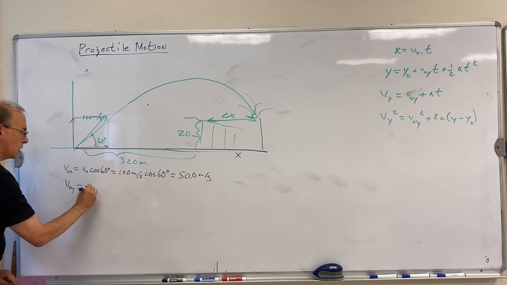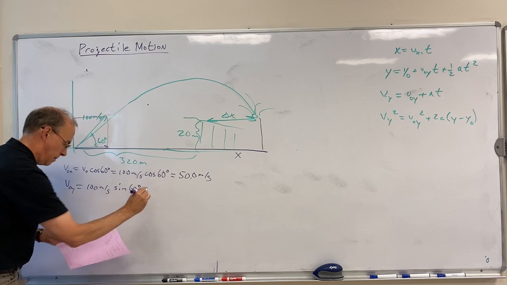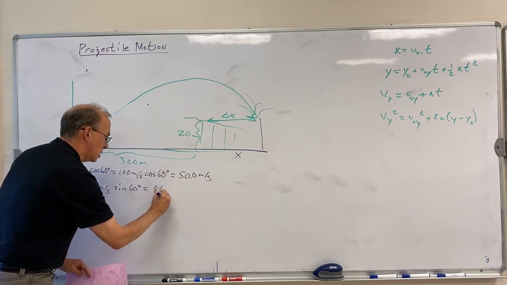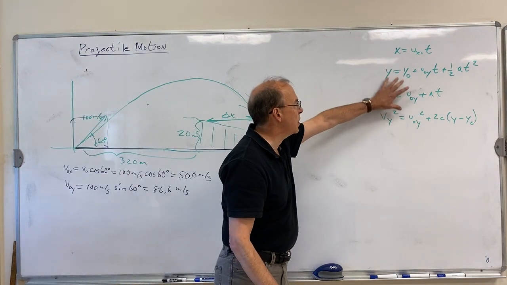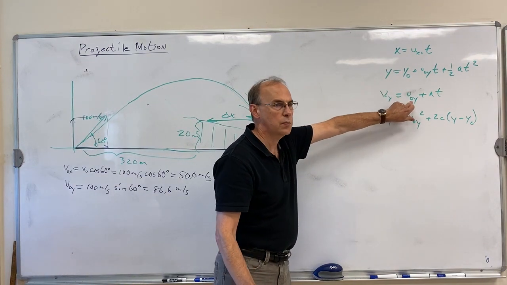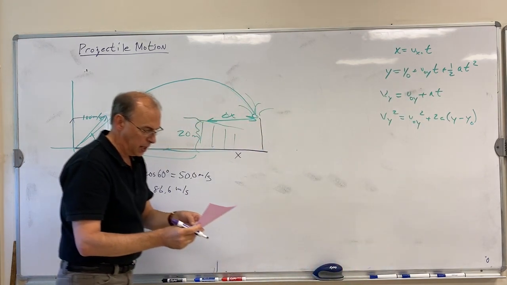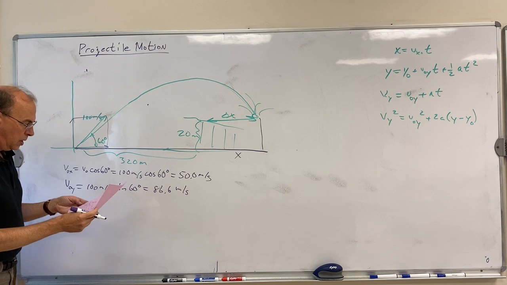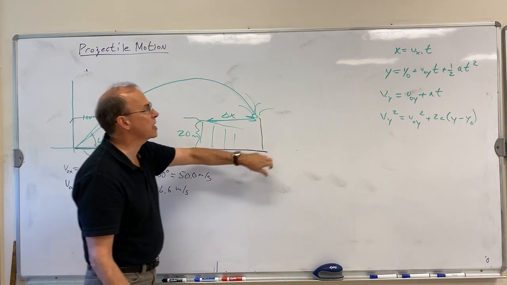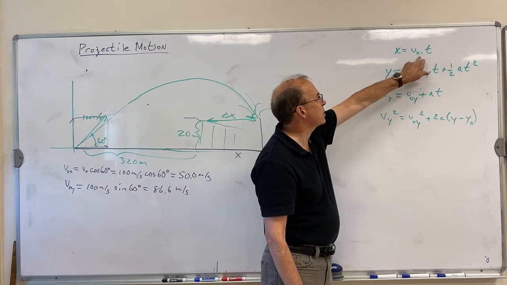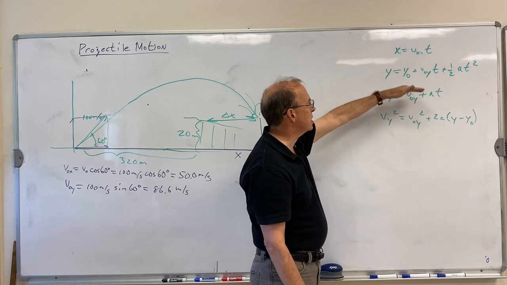v0y is 100 meters per second sine 60. That is 86.6 meters per second. Because all of these equations have these components in them. Not all of v0, but v0y. Not all of v0, but v0x. Now, to find how far this goes, I've only got one equation that has an x in it. This one. I know v0x, so I'm going to need t. So I need an equation with t in it.